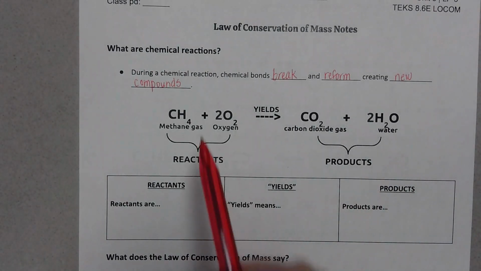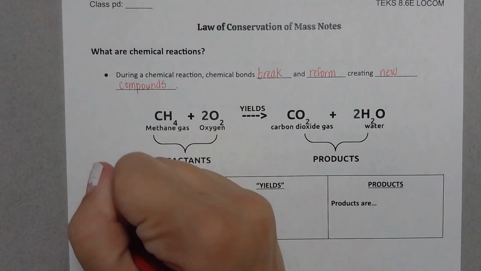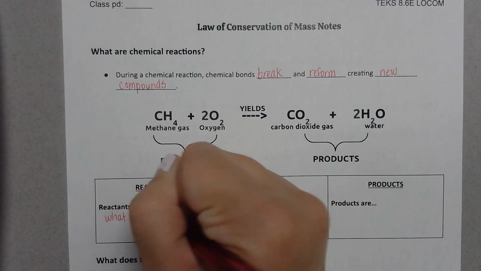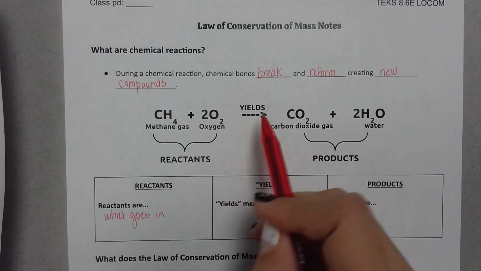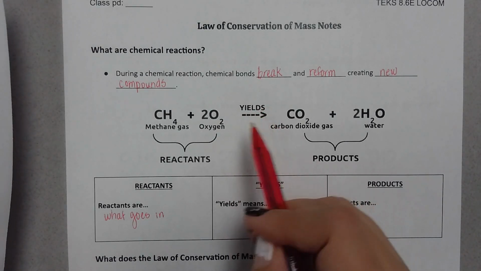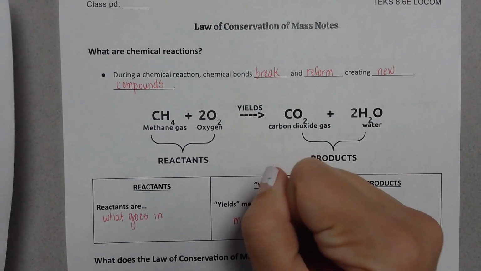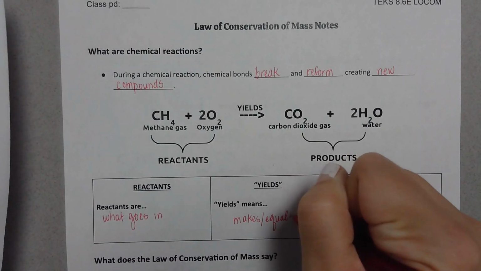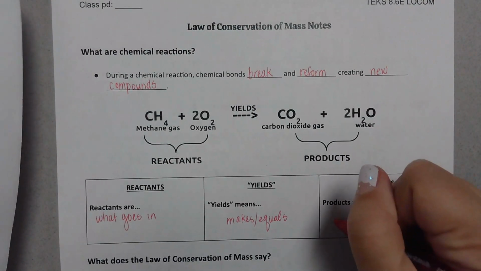Just the parts of a chemical formula. On the left-hand side, we have the reactants. The reactants are what goes in. Yields, that's what this arrow in the middle of this formula is. Yield just means makes or equals. And then products are what comes out.